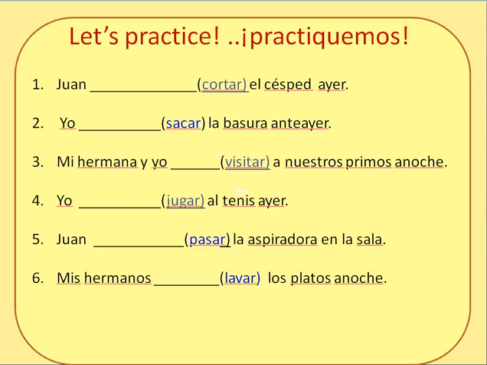So go ahead and try some of these, practice these, and see if you can figure out how you would change the verbs in parentheses into the preterite.